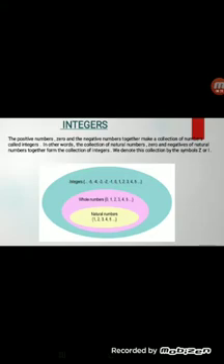Now we will try to understand what are integers. The positive numbers, 0 and the negative numbers together make a collection of numbers called integers. In other words, we can say the collection of natural numbers, 0 and negative of natural numbers together form the collection of integers. We denote this collection by the symbol Z or I.